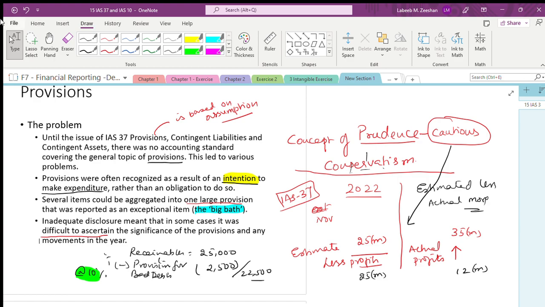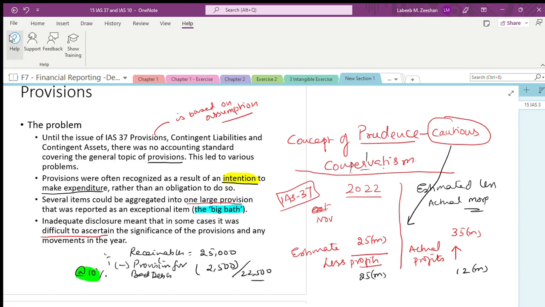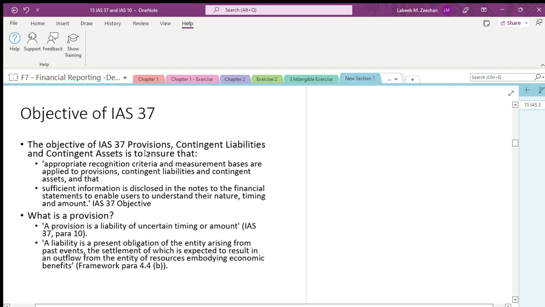The moment I say this is my assumption, you are not agreeing, you make your own provision. And nobody will make less provisions. People will make more provisions because they want to estimate profits as less and they want to show actual profits as more. I don't want to spend that much time on this. You can read, you can do it on your own.